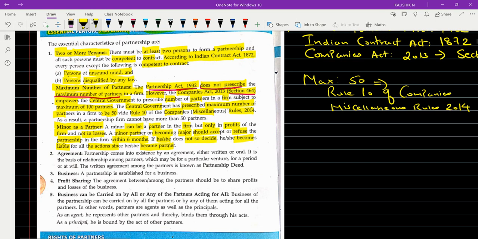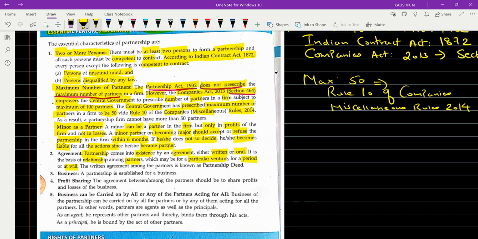And then comes the agreement. So partnership comes into existence by an agreement. That agreement can be either in a written form or in an oral form. It is the basis of the relationship among partners, which may be for a particular venture, or for a period, or at will. So that means when you're forming a partnership business, you need to have something called an agreement.